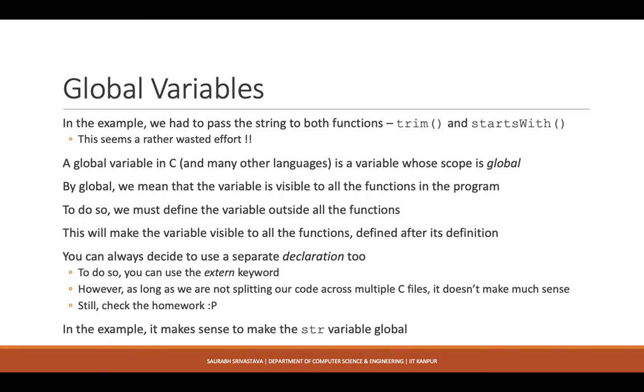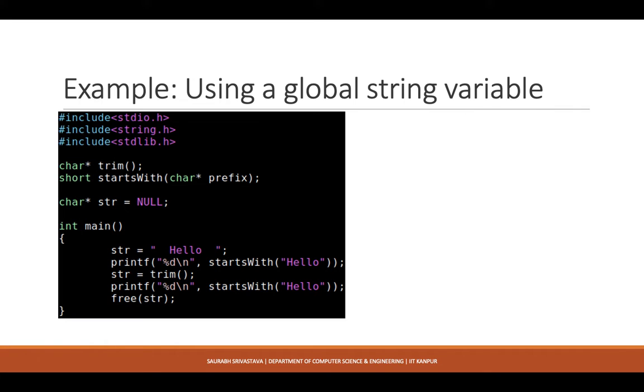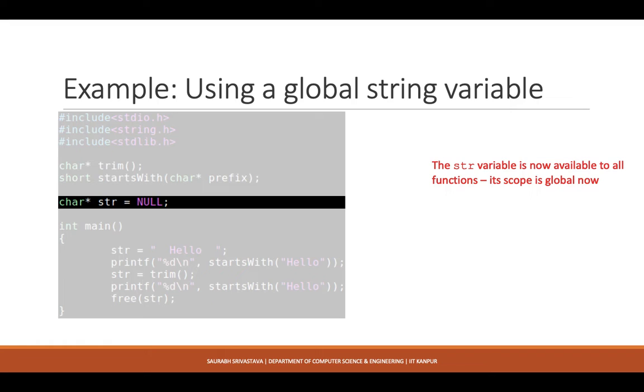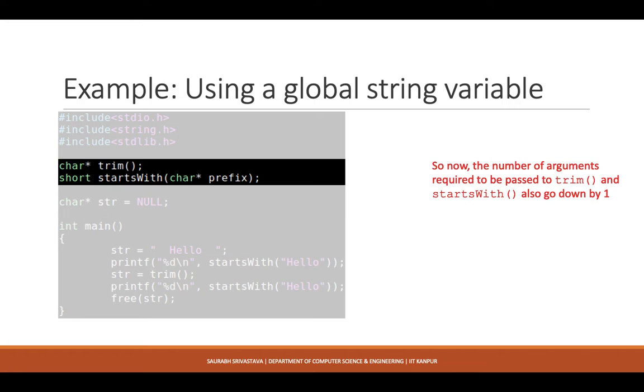So anyhow, coming back to the example, what we are going to do is make the str variable global, right? So this is what I'm trying to say: now I have defined this str variable outside all the functions, even outside the main function. So now what happens is the scope of str becomes global.